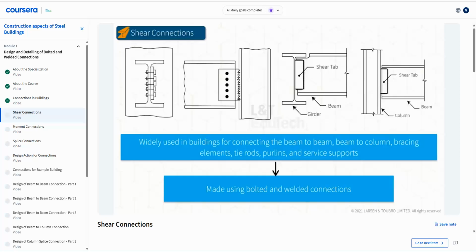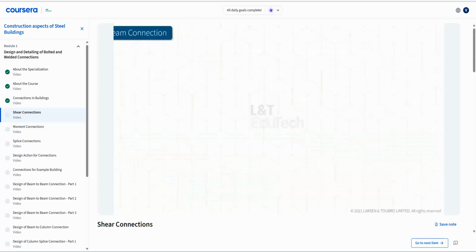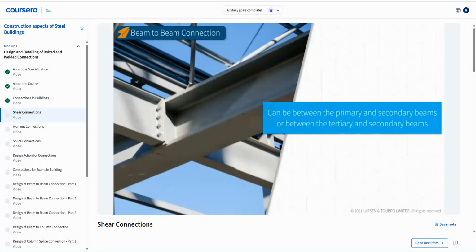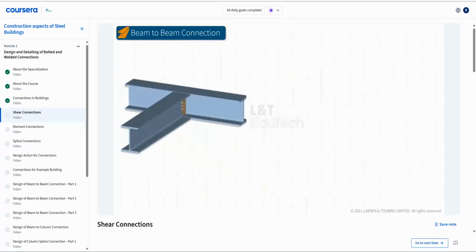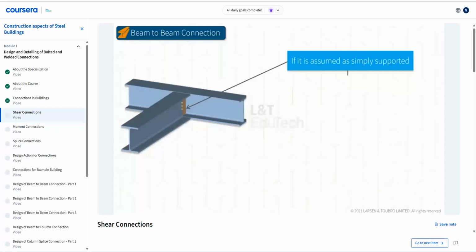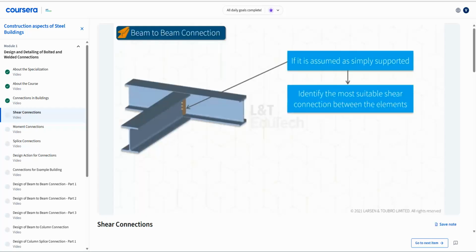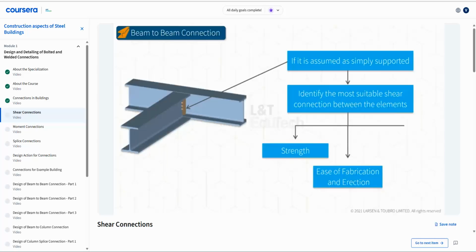Let us look into some of the commonly used beam-to-beam connections next. Beam-to-beam connections can be between the primary and secondary beams or between the tertiary and secondary beams. In both these cases, when the beam behavior is assumed as simply supported, we have to identify the most suitable shear connection between the elements considering the various aspects we have already discussed like strength, easiness of fabrication and erection, overall economy, etc.